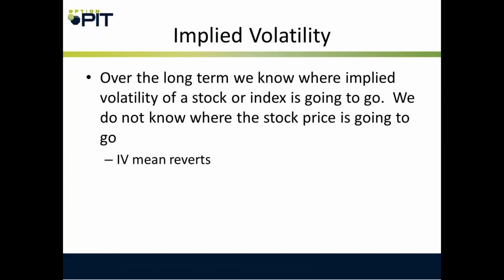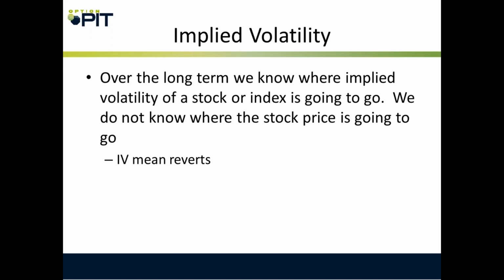Now, what makes implied volatility so different than trading stocks? Well, Goldman can go anywhere and keep going and stay there. You can just go and go and go. Whereas implied volatility can go anywhere. We've seen the VIX get up into the 50s and 60s.